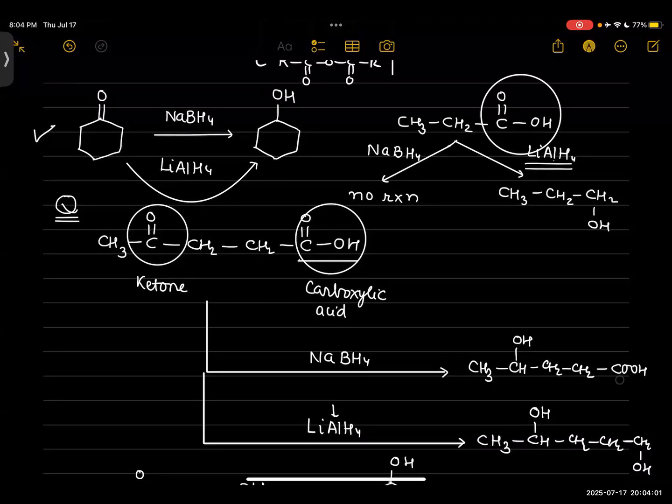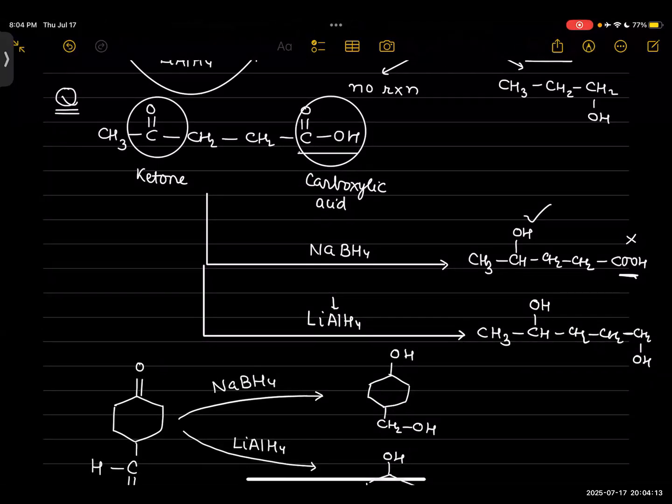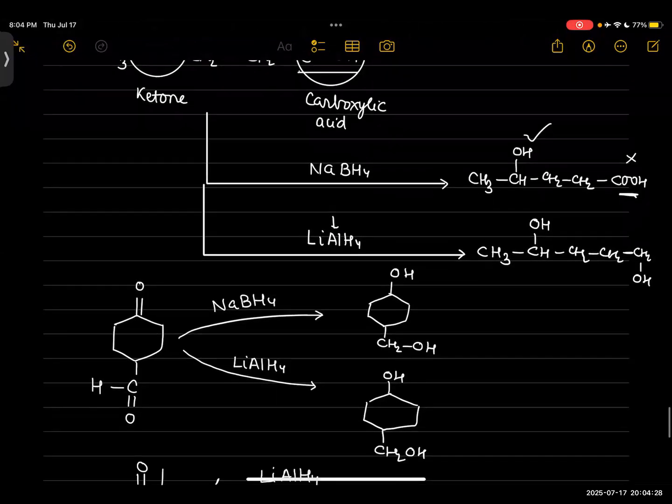So look here, we have kept the carboxylic acid same, untouched, and we have reduced the ketone with NaBH4. But with LiAlH4, that was more reactive, so we reduced actually both of them. So this I hope is clear to you. Any doubts on this?